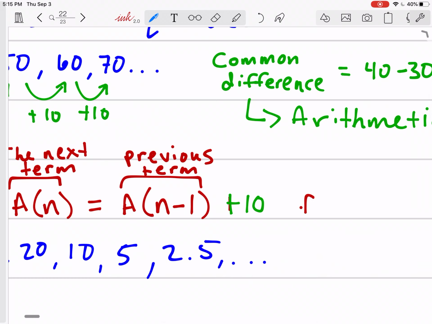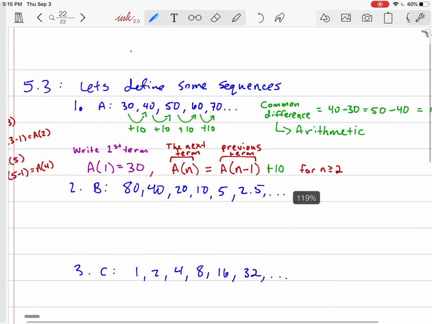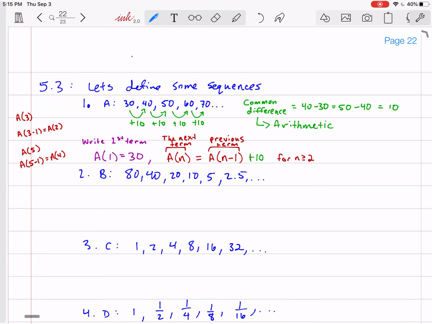So we would say that this is for all n greater than or equal to 2. It can't be less than 2. It has to be equal to or more than 2. And there's a recursive definition for this first sequence.